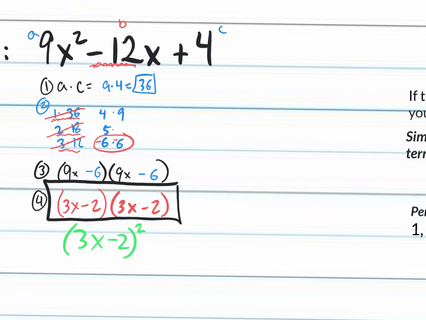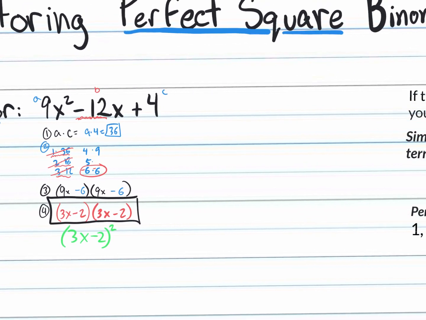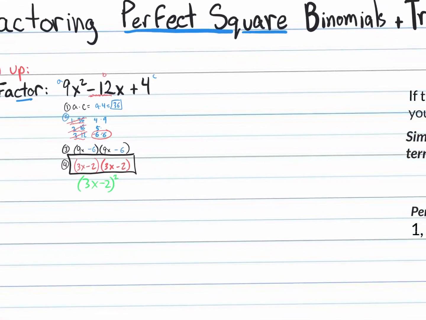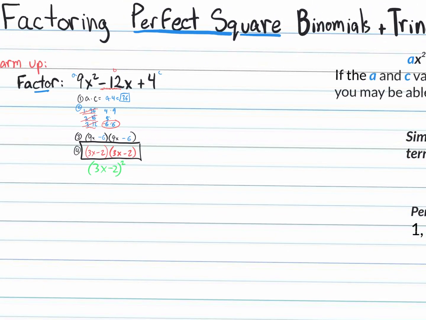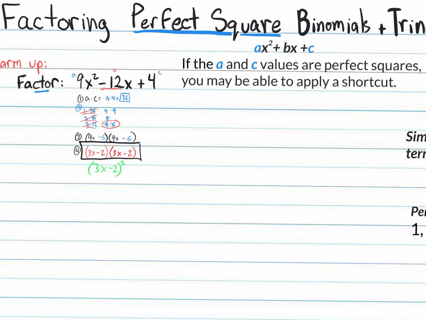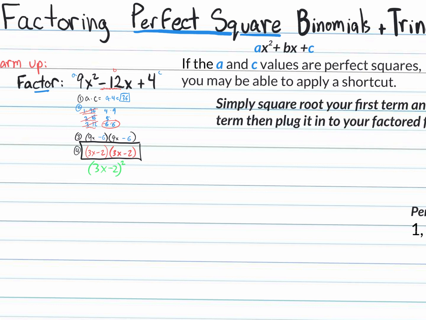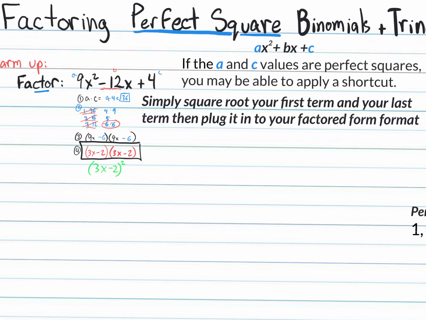You don't have to copy this down, but please pay attention. When you have a quadratic trinomial, ax squared plus bx plus c, if the a and the c values are perfect squares, if you have a perfect square term in the front and a perfect square term in the back, then you simply square root your first term, square root your last term, and then plug it into your factored form answer format. That's what we're learning today.